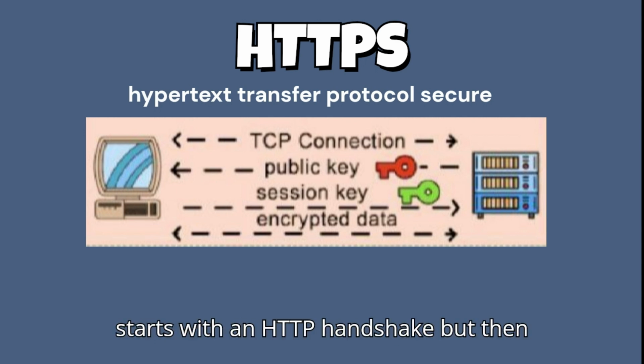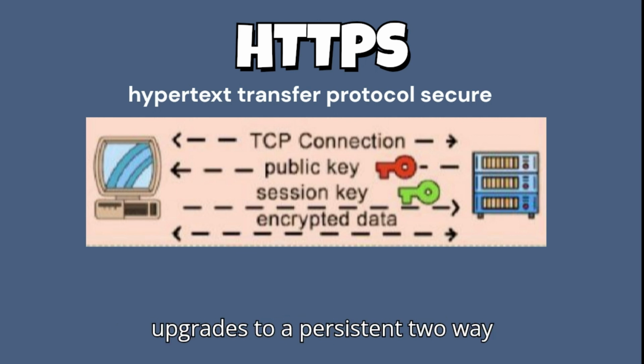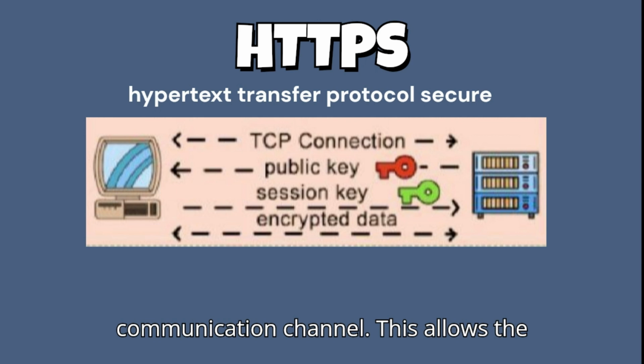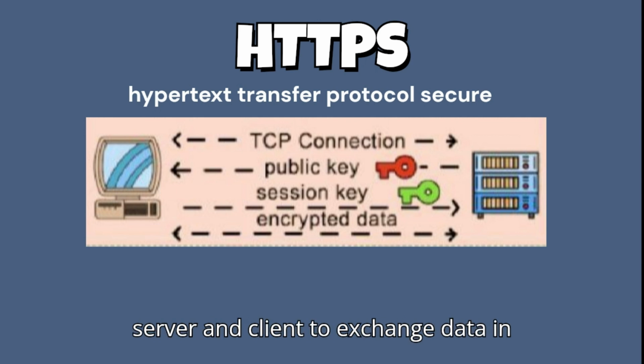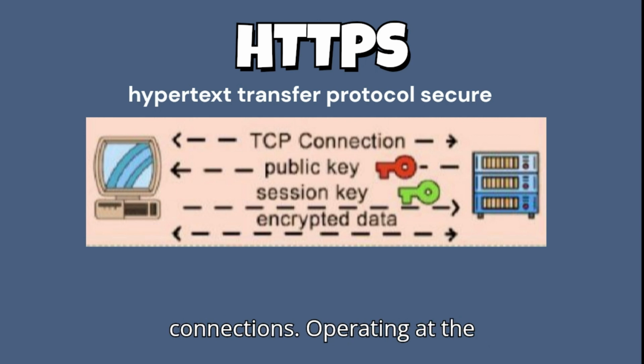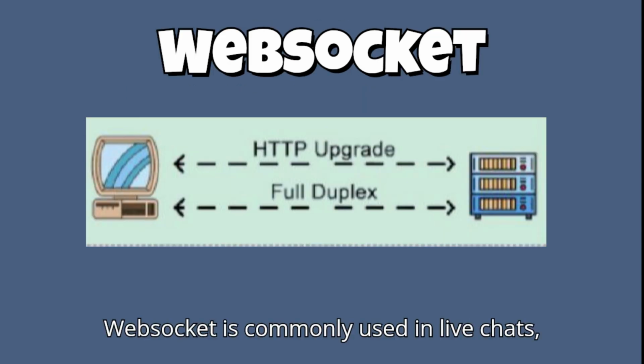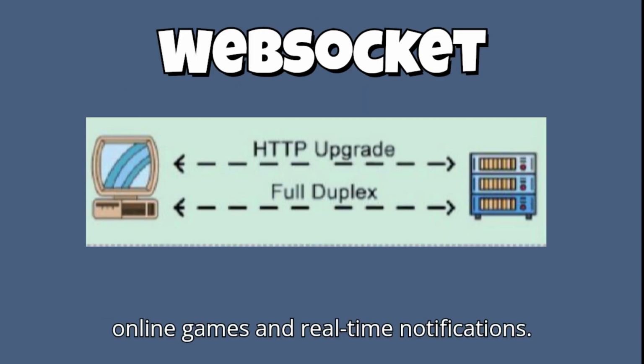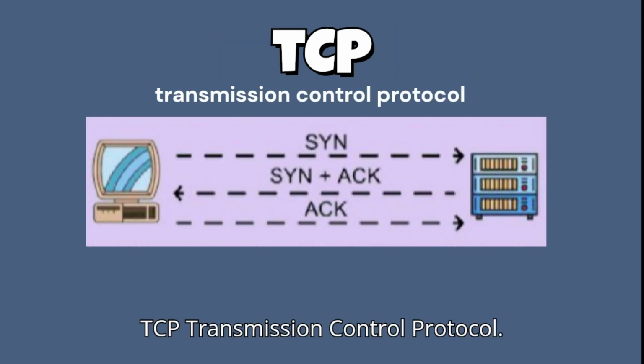WebSocket is a protocol that starts with an HTTP handshake, but then upgrades to a persistent two-way communication channel. This allows the server and client to exchange data in real time without repeatedly opening new connections. Operating at the application layer, layer 7, WebSocket is commonly used in live chats, online games, and real-time notifications. TCP, Transmission Control Protocol.